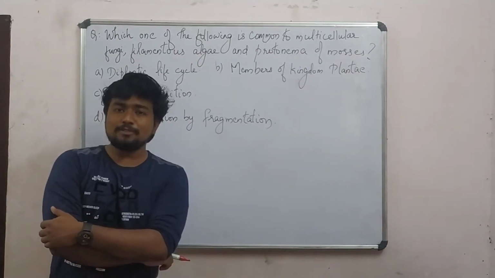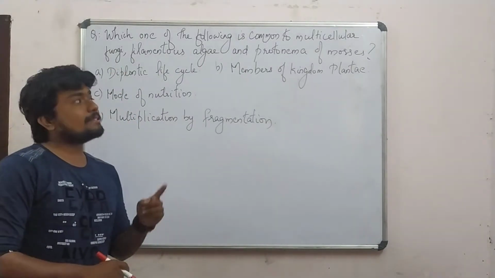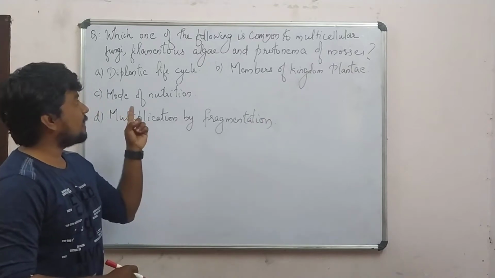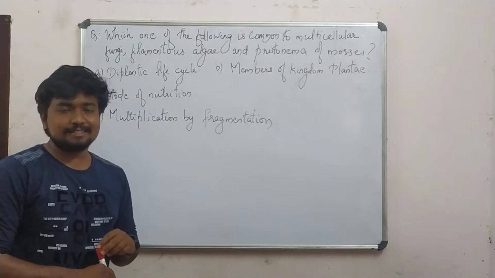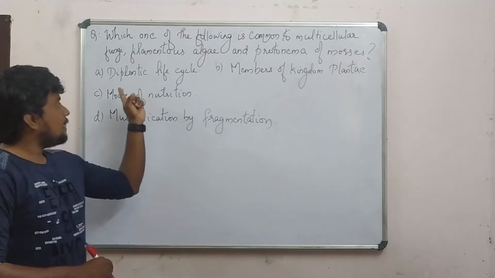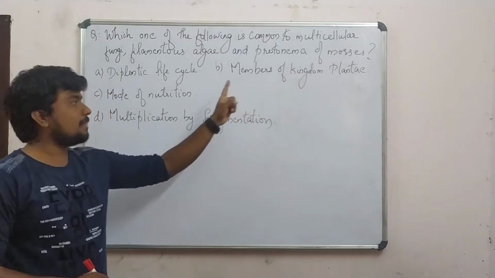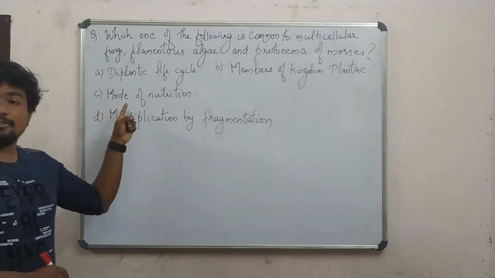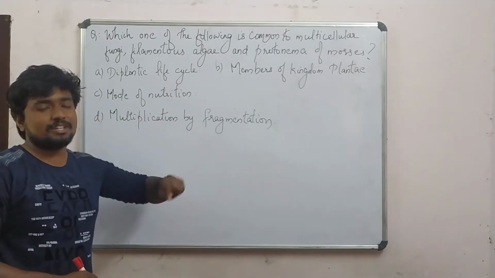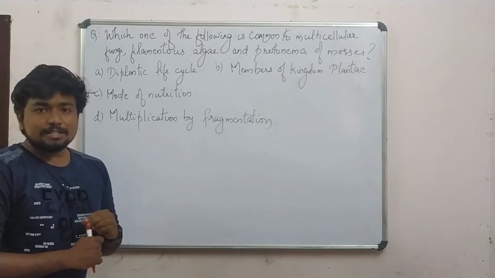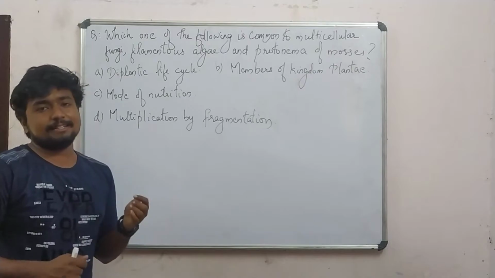So now let's move to the next question. The question is, which one of the following is common to multicellular fungi, filamentous algae, and protonema of mosses? The options are: A, diplontic life cycle; option B, members of kingdom Plantae; option C, the mode of nutrition; and option D, multiplication by fragmentation. So we are having 4 options, to eliminate 3 wrong answers and to select the right answer.